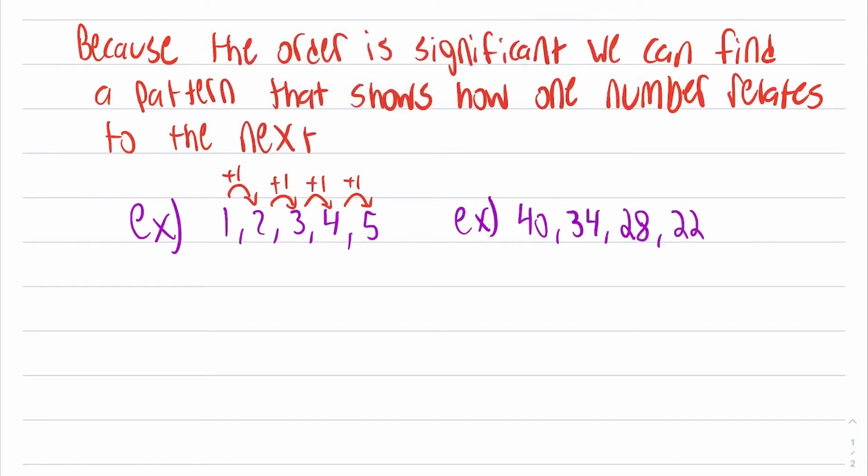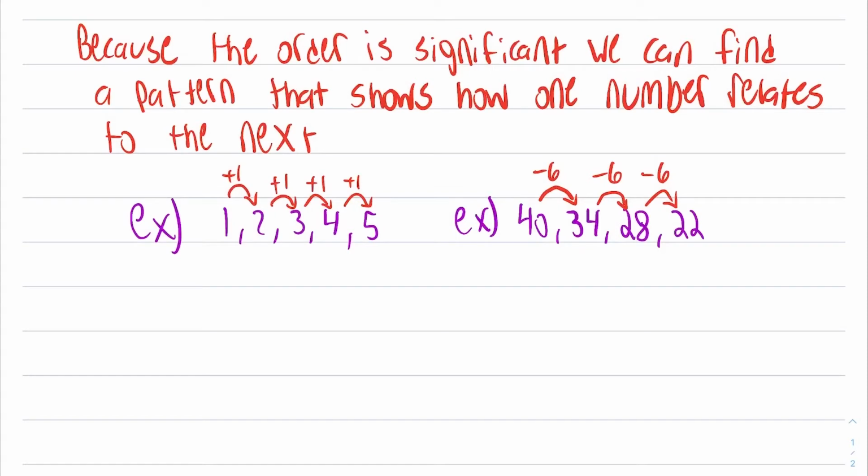Let's see another one. In this next one, to find the pattern, we're going to look from one number to the next. From 40 to 34, we're going to subtract 6. From 34 to 28, we are going to subtract 6. From 28 to 22, we also subtract 6. So that's going to be the pattern for that one.